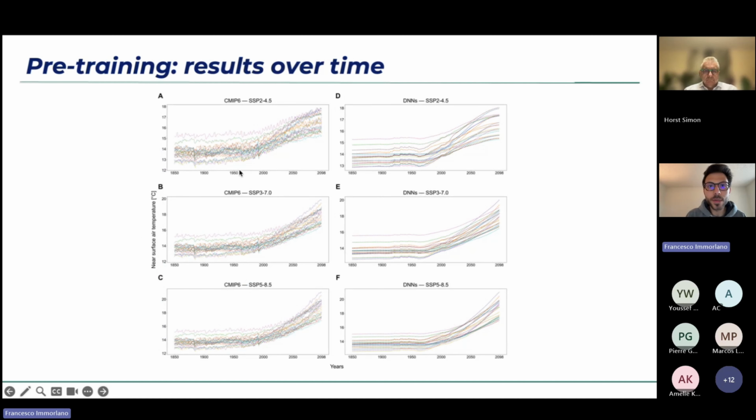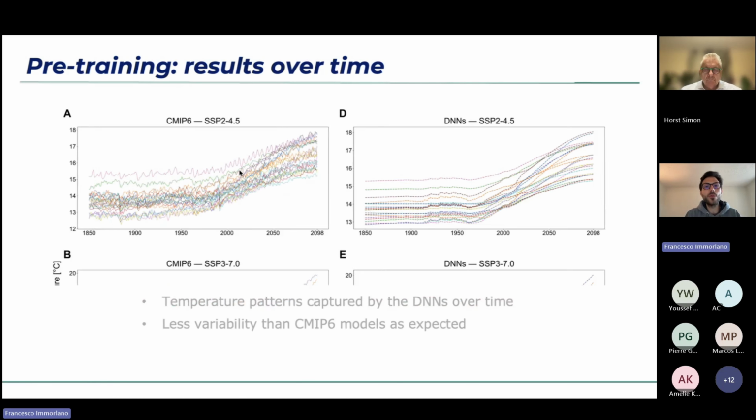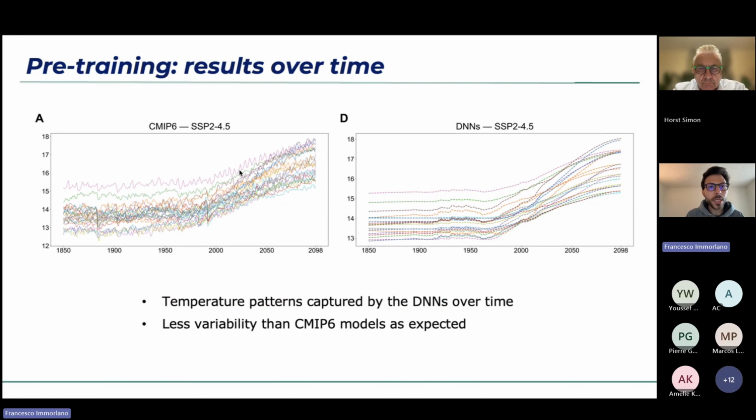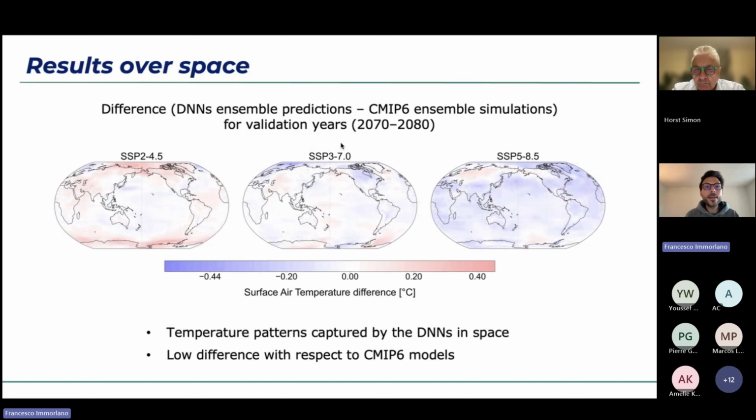These are the results over time, and let's analyze just one scenario for simplicity. Here we have the global mean temperatures simulated by the 22 models that we are considering. These are the temperatures predicted by the DNNs over time, and we can see that the temperature patterns are captured by the DNNs, showing less variability as expected, as we do not predict internal variability, and also the DNNs actually approximate the mean of the target. But let's remember that we generate the entire temperature maps.